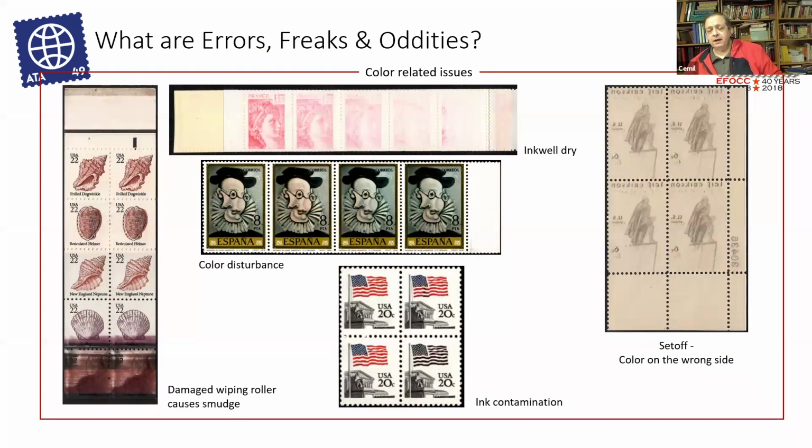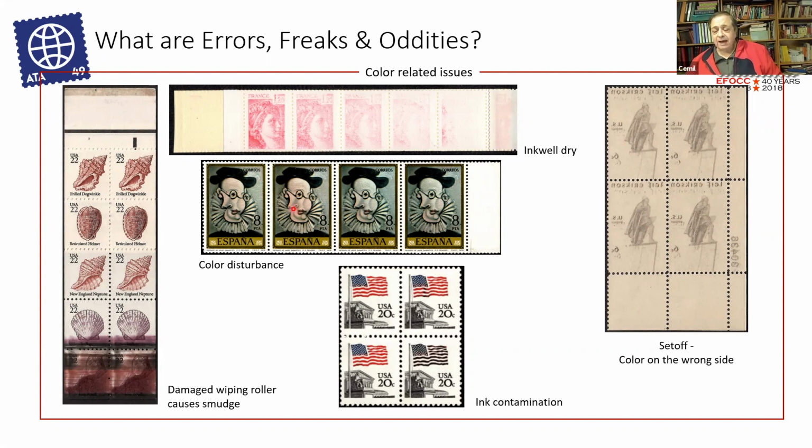Here I continue with color-related issues, and here essentially the top one, the inkwell probably dried, so that we ended up here with a gradually disappearing picture. You find that quite a bit. Here, there is some kind of color disturbance. We really don't know what the reason was, but the real color of this stamp, the Spanish stamp, is this. It is not this. So we don't really know for sure why the color is different here.